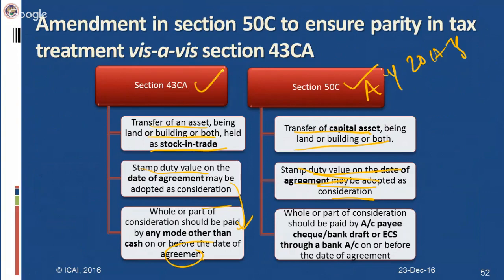This is the 43CA condition. The 50C condition is that whole or part of the consideration should be paid. Here they are more specific. Instead of writing by any mode other than cash, they've written the particular modes: account payee cheque or bank draft or electronic clearing system through a bank account on or before the date of agreement. So in 50C also, in case of transfer of a capital asset being land or building or both, if the date of agreement and transfer are different, the stamp duty value on the date of agreement can be adopted, provided whole or part of the consideration has been paid by account payee cheque or bank draft or ECS through a bank account on or before the date of agreement. This condition is necessary. Only then can you take the stamp duty value on the date of agreement to be the full value of consideration.